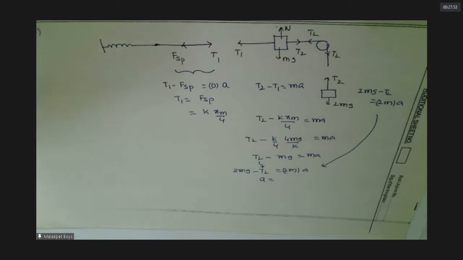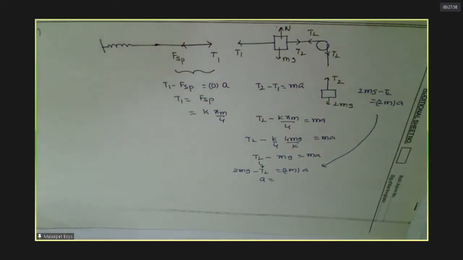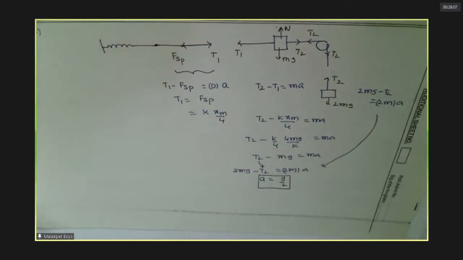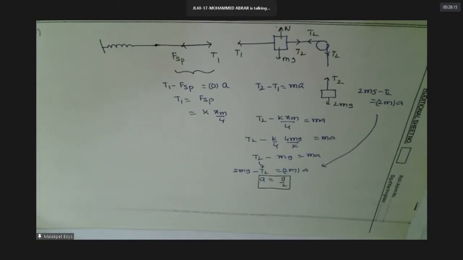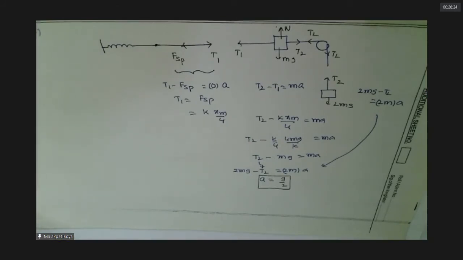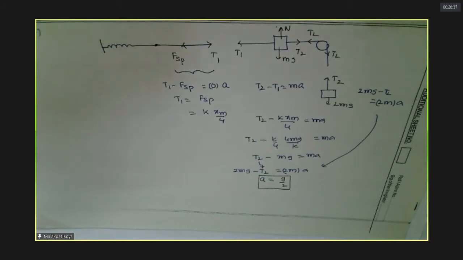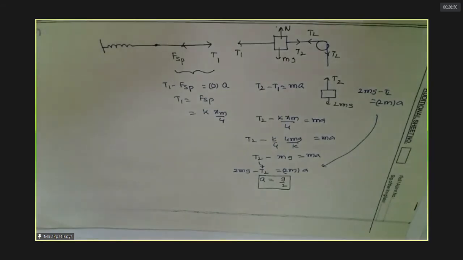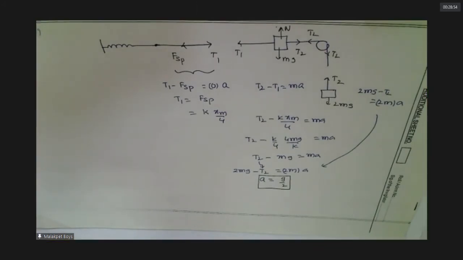Relation is g by 3. G by 2 he gave. It is given that it is g by 2. If you add both the equations, g by 2 will get cancelled. G by 3, you are getting g by 3. And 1/4 only. T2.